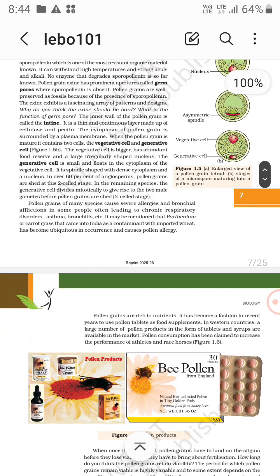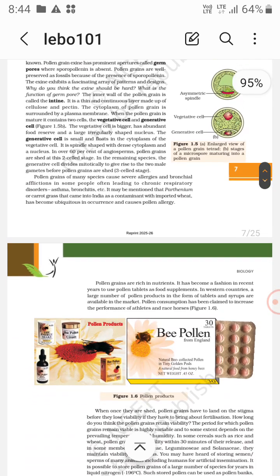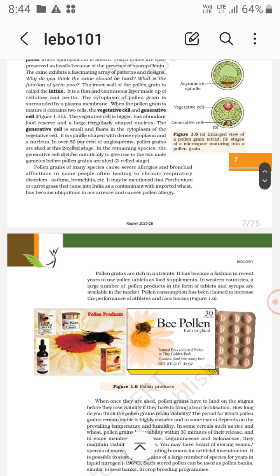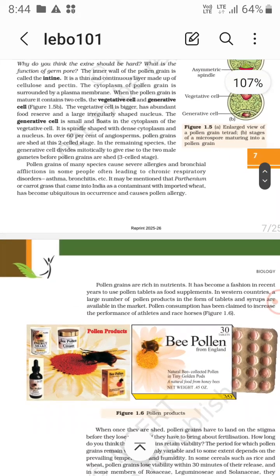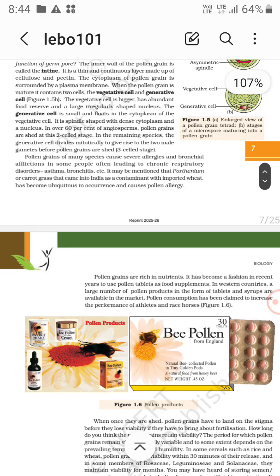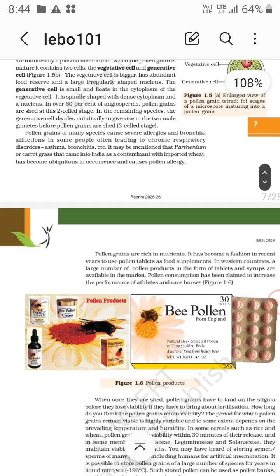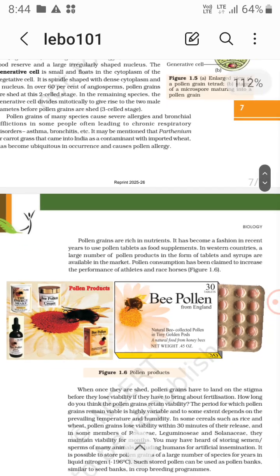The pollen grains of many species cause severe allergies and bronchial infections in some people, often leading to chronic respiratory disorders like asthma and bronchitis. Parthenium or carrot grass, which came into India as a contaminant with imported wheat, has become ubiquitous and causes pollen allergy.